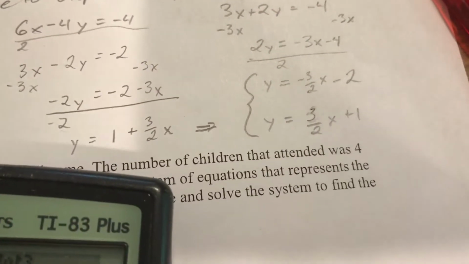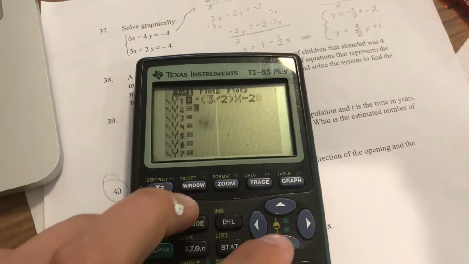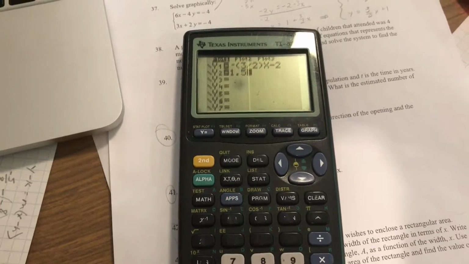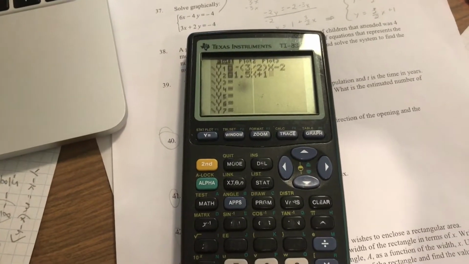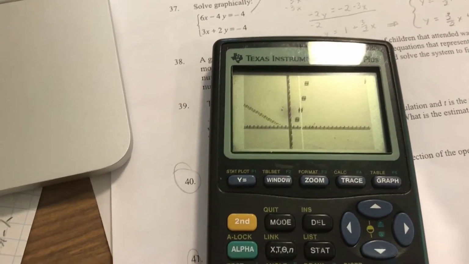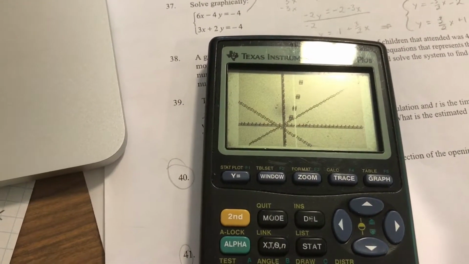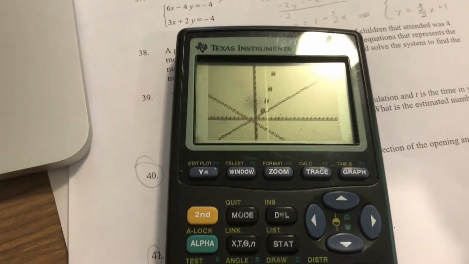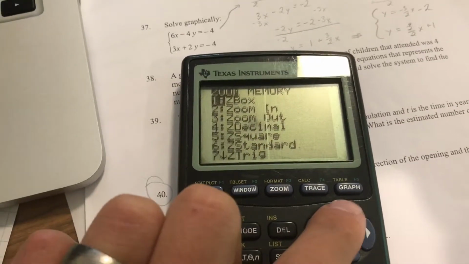Next, I'm going to put in y equals 3 over 2x plus 1. The other way you could do this is 1.5x plus 1. So now I'm going to go over to graph. It looks like I have a pretty solid graph here, but in case the graph doesn't show up, you can go to zoom like we did in the other tutorial.